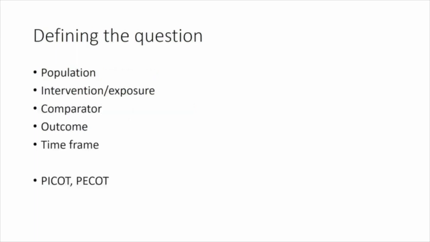The typical way of defining a question is the population, the intervention, the exposure, the comparator, the outcome and the time frame, often summarised as PICO. When you're reading a clinical research project, you should be able to discover this fairly early on in the method section. Of course, the most important part is the outcome, and that's where most papers have issues.